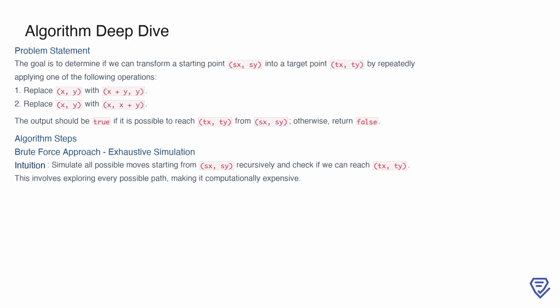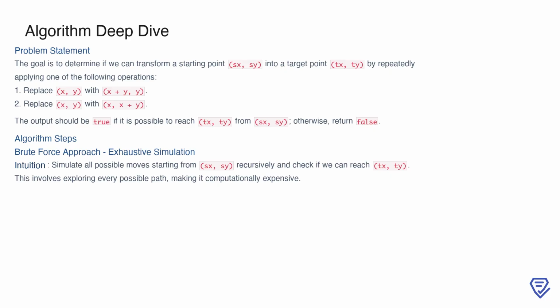The problem we are tackling is to determine whether we can transform a starting point, represented as sx, sy, into a target point, tx, ty, using two specific operations. The first operation allows us to replace x, y with x plus y, y, while the second operation lets us replace x, y with x, x plus y. The goal is to check if, through a series of these operations, we can reach the target point from the starting point.